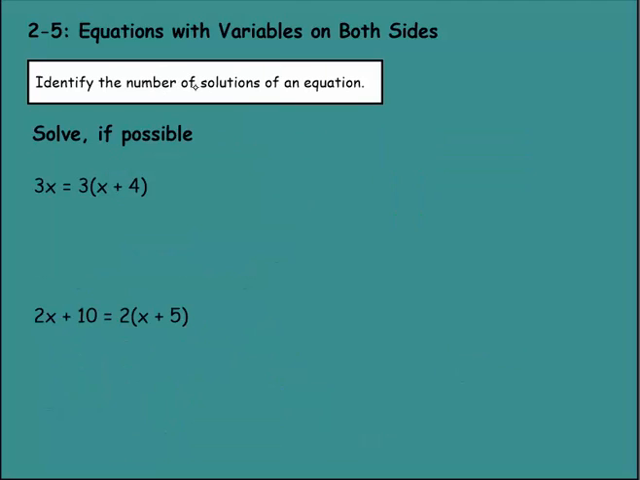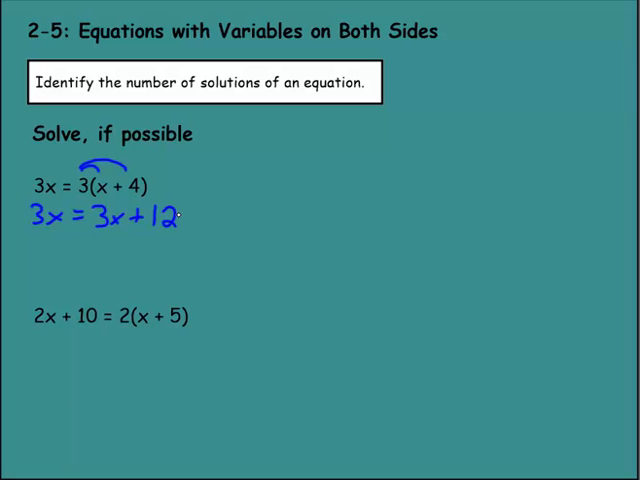Now we're going to identify the number of solutions of an equation. So above here it says solve if possible. And it gives us this problem. 3x equals 3 times x plus 4. So if we do distributive property, that would leave us with 3x equaling 3x plus 3 times 4 is 12.